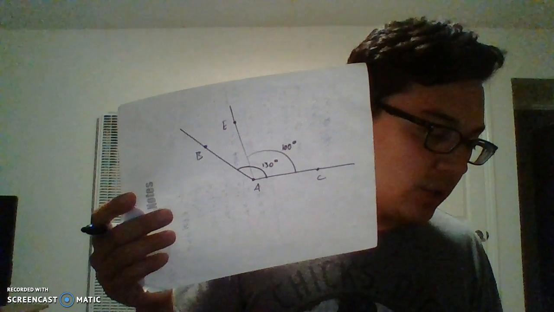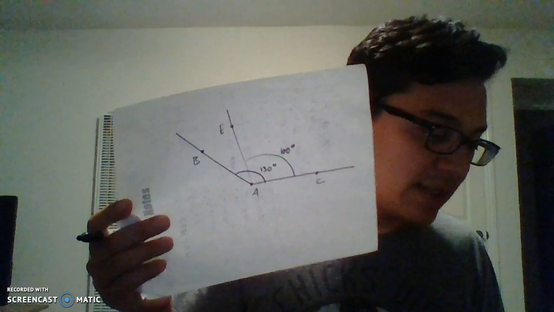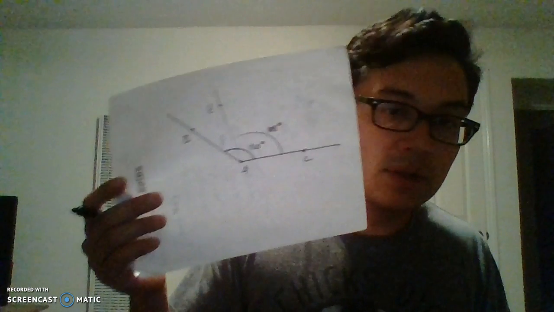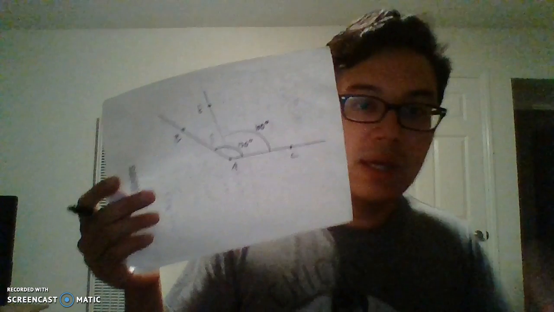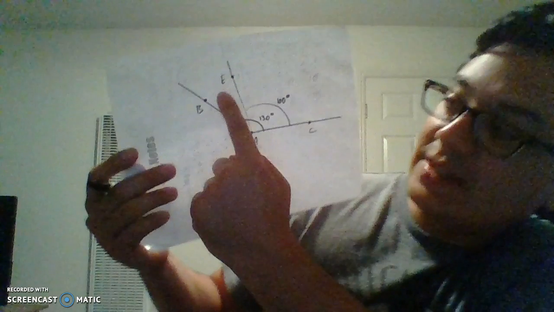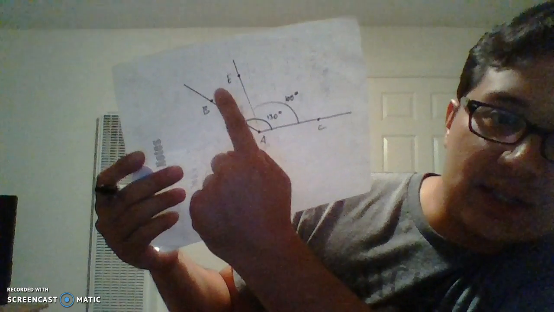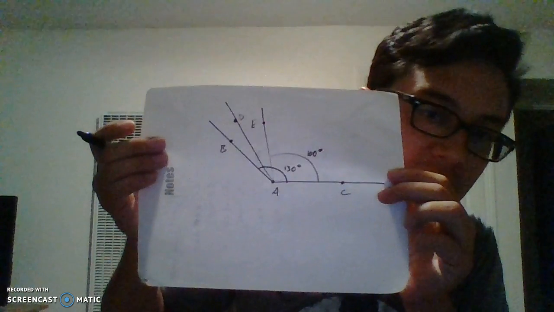Let's go ahead and do the other part of it, though, and that is that D is an interior angle of BAE. So that means that we're going to have D somewhere in between these two points. So let's go ahead and put D in there. You should end up with something that looks kind of like that.